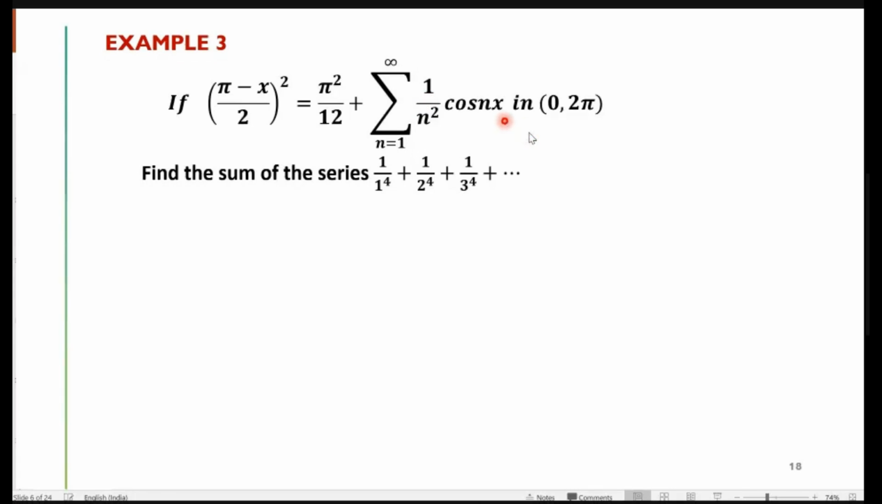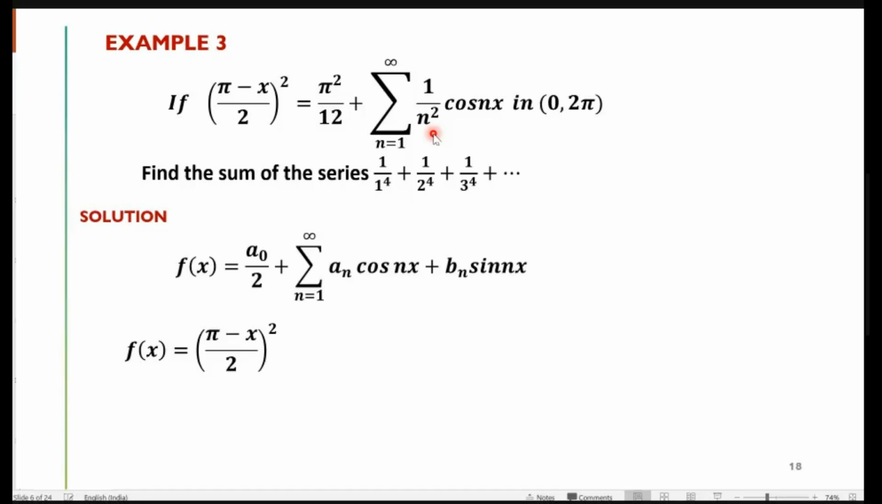Okay, so we are given a Fourier series in 0 to 2 pi, where f of x is pi minus x by 2 the whole square. A0 by 2 is pi square by 12, and an is 1 upon n square, bn is equal to 0. I am comparing with the general Fourier series in 0 to 2 pi and writing what is f of x, a0, an and bn.